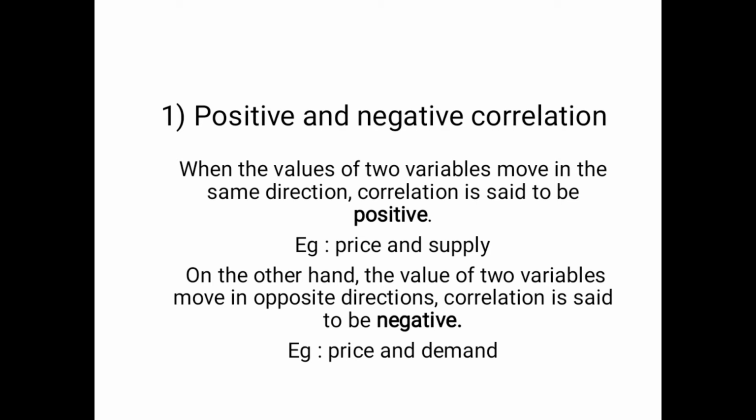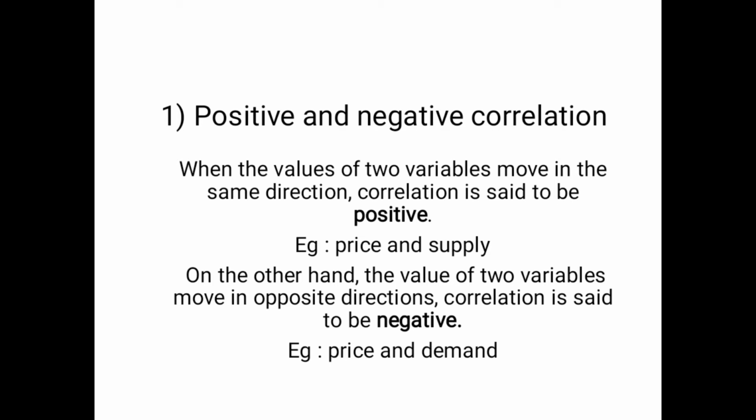For example, generally the price and supply. Price and supply are positively correlated because when the price increases, the supply also increases, and when the price comes down, the supply also comes down. So price and supply are positively correlated.